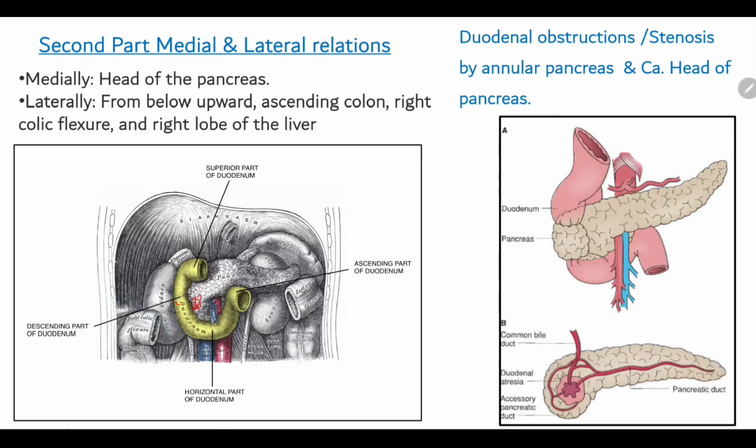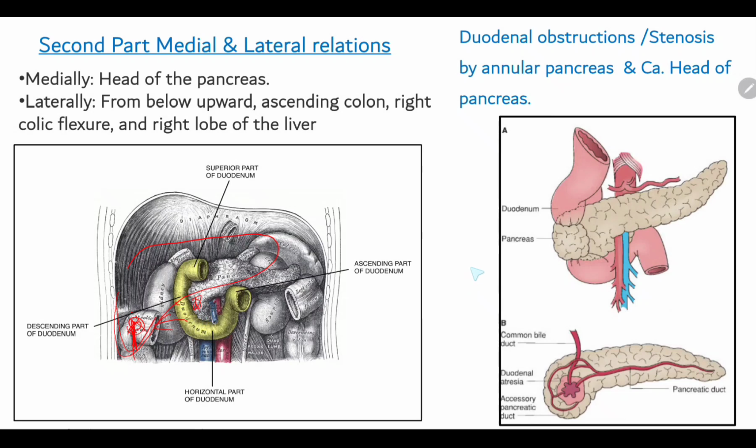Laterally, from below upwards we have the ascending colon, then the right colic flexure, then the right lobe of the liver. So on the right side we have ascending colon, right colic flexure and the right lobe of the liver. And remember, the second part of duodenum sometimes is compressed by the annular pancreas. Normally the pancreas is present inside the concavity of the duodenum.